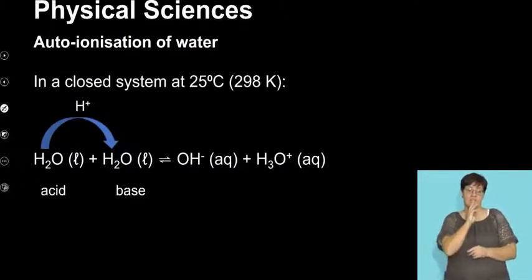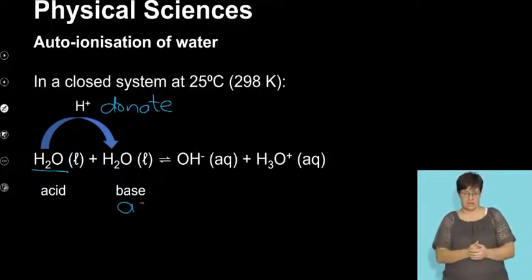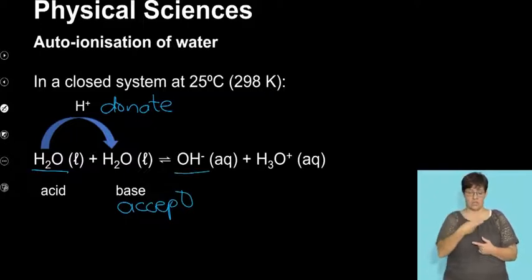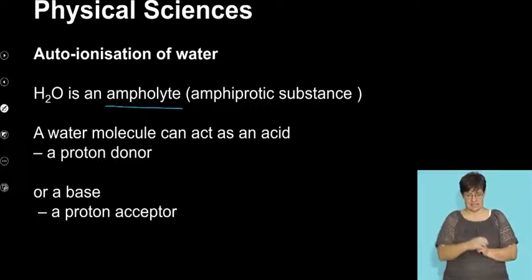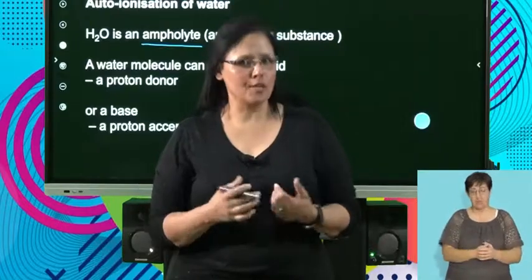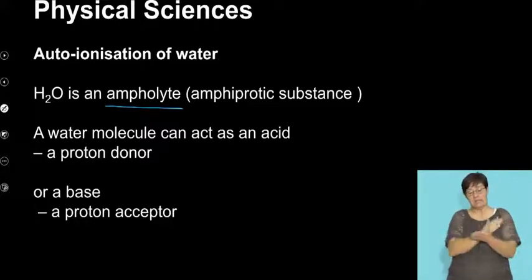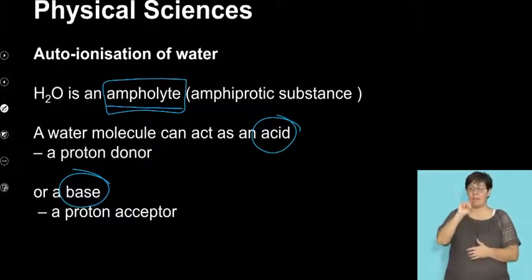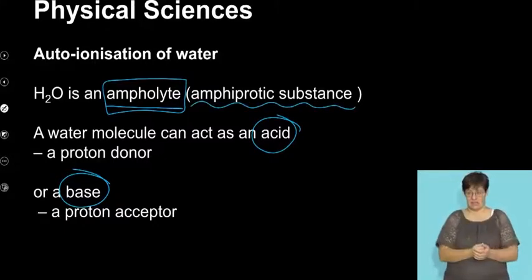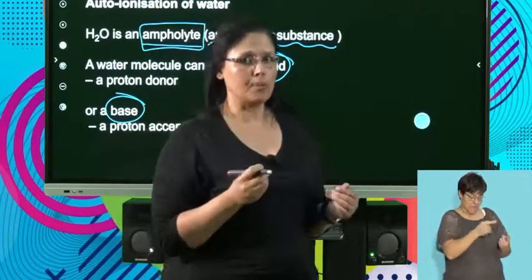In this closed system, I just want to remind you again, we've got water. The one that will give away or donate the proton is the acid. The other one that will accept the proton is the base. So in giving away, it becomes a hydroxide ion. In accepting it, it becomes a hydronium ion. Water is what we call an ampholyte, or we say it's an amphiprotic substance. Yes, you've heard about that. That is when water can be an acid or a base. Any substance that can in some cases be an acid, or in other cases act as a base, is called an ampholyte, or we say it is an amphiprotic substance. So we have water reacting with water. We already said a bit earlier, the one water gives away the proton and the other water will accept the proton, being the base.